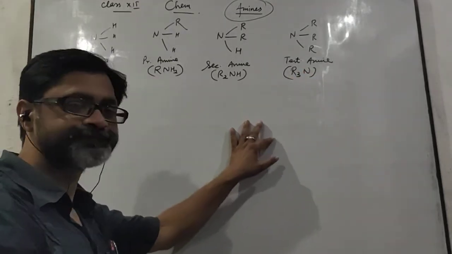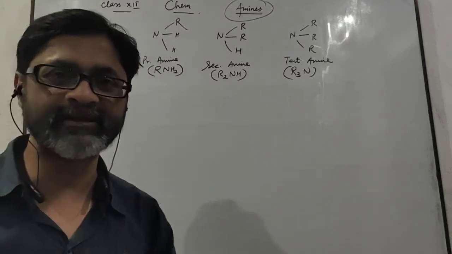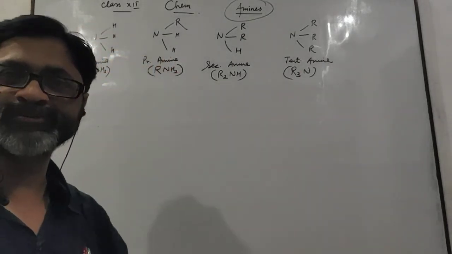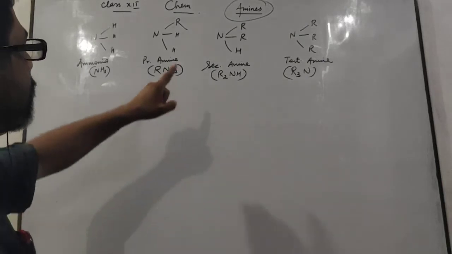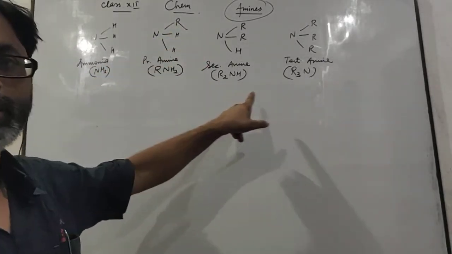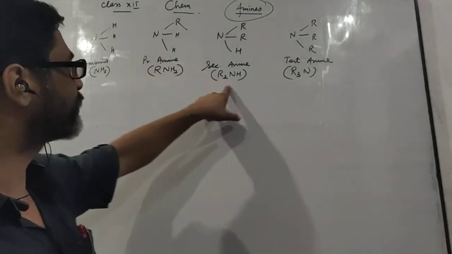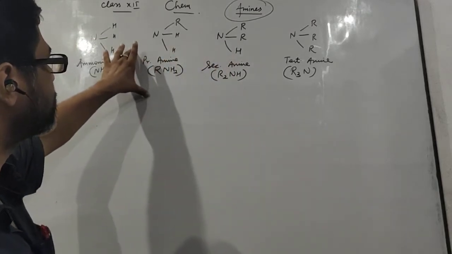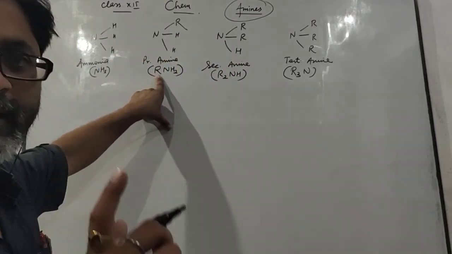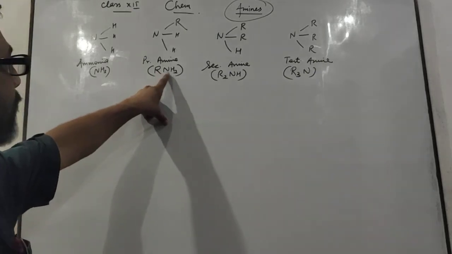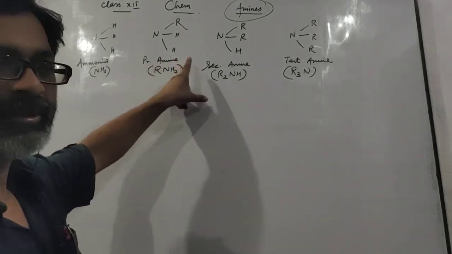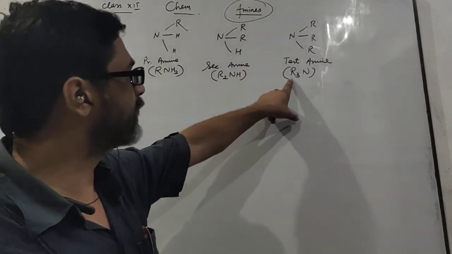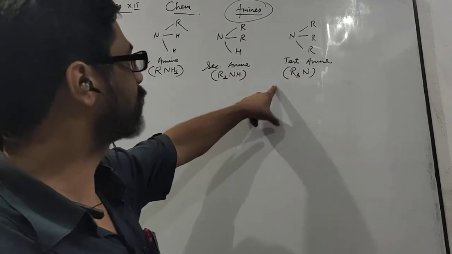Means you can say that if anybody asks you what are amines, then you tell them if one or more hydrogen atoms of ammonia are replaced by alkyl groups, then the product is called amines. Amines are of three types: primary amines, secondary amines and tertiary amines. What are primary amines? Those amines in which only one alkyl group is present, with NH2, are called primary amines. If two alkyl groups are attached with NH, then it is called secondary amine, and if three alkyl groups are attached with N, then it is called tertiary amine.